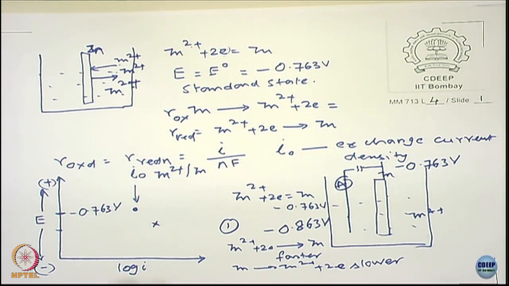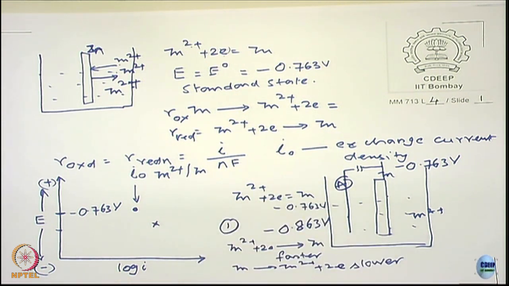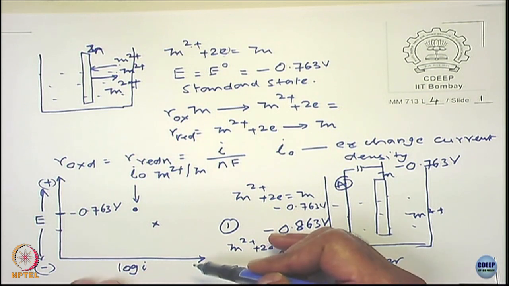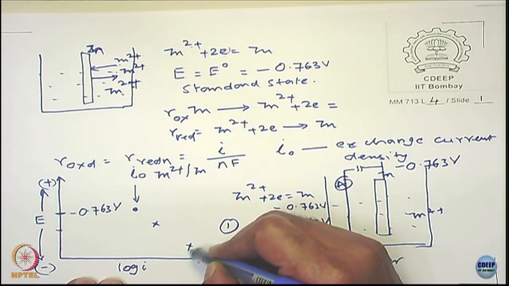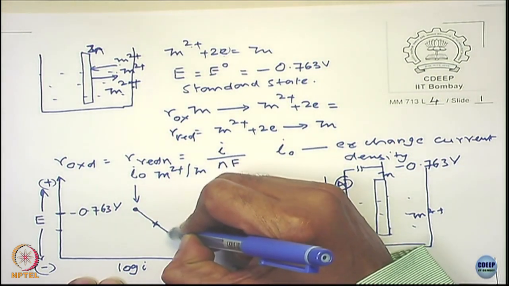Now, I am going to make it even more negative. What will happen? I make it, let us say, minus 0.963. What will happen? The forward reaction will be faster, the reverse reaction becomes slower. So, the current will start increasing like that. Agreed? So, you find that it is going to follow like this.